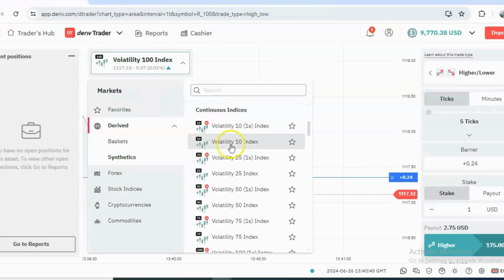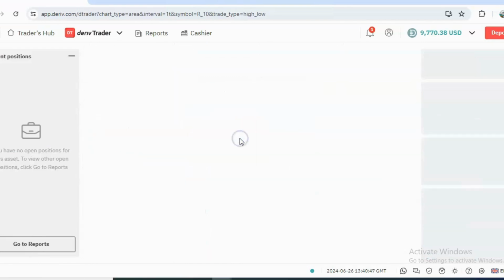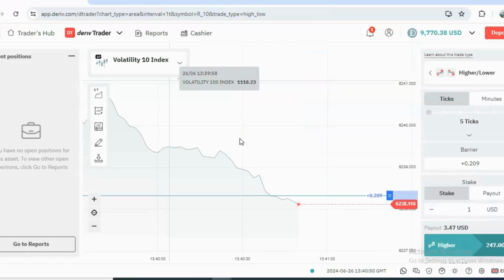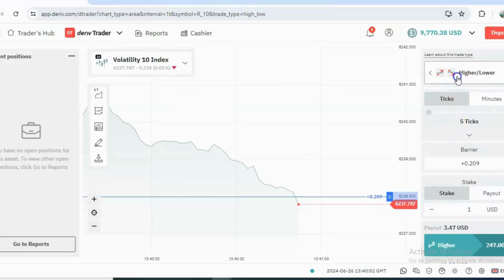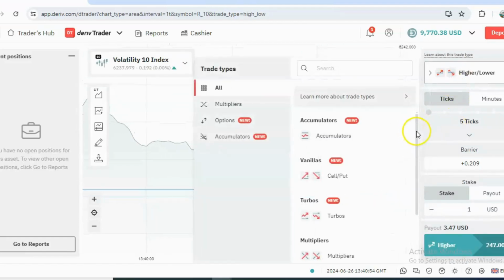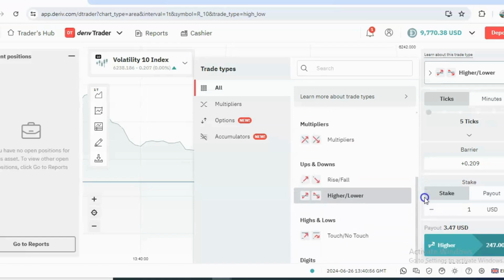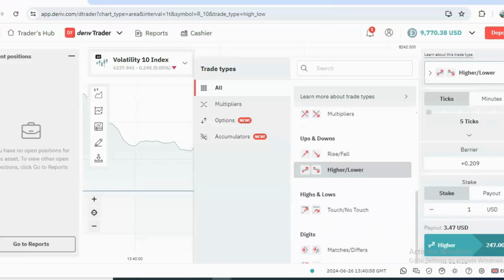After you have logged in, we just need to come here to Deriv trader, come here to synthetic, and change the volatility of your shares. You can go with 100, 10, 50, 75, and then after that we need to come here to higher and lower. For today's tutorial, we are going to go back to over and under.